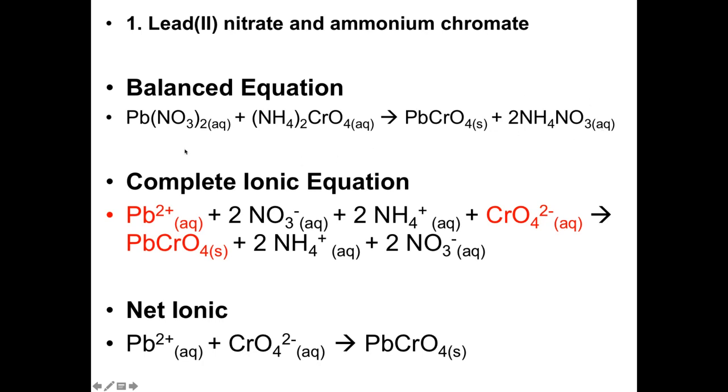So for the complete ionic, we break all the aqueous parts apart. So lead, nitrate, ammonium, chromate. Then on the product side, lead chromate will be together as a solid, so we write it as such. Then the other two will be aqueous, and the net ionic will be Pb2 plus, CrO4 2 minus, and then PbCrO4 will be a solid.